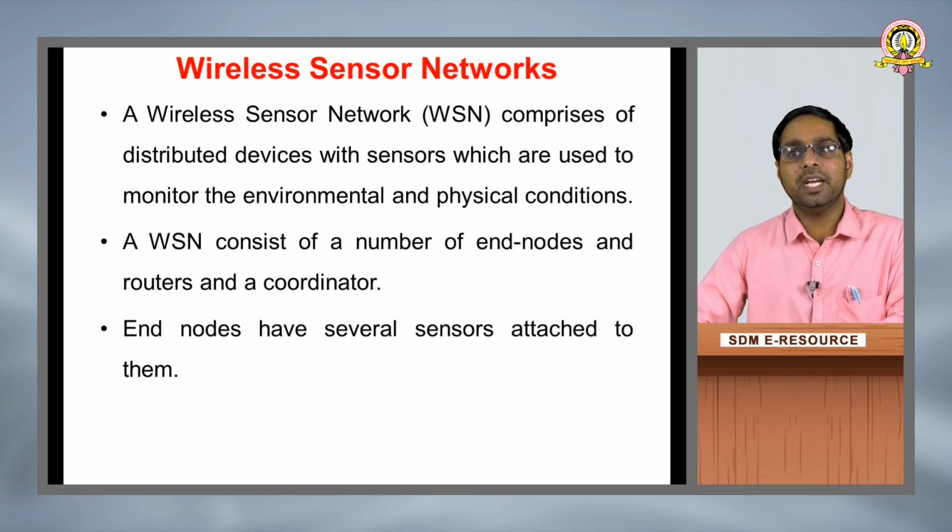A wireless sensor network comprises distributed devices. Each of these distributed devices contains sensors, and these sensors are used to monitor environmental and physical conditions. The structure of a wireless sensor network consists of many end nodes, a router and a coordinator. Each end node has several sensors attached to it, for example, a temperature sensor, a humidity sensor, and so on.